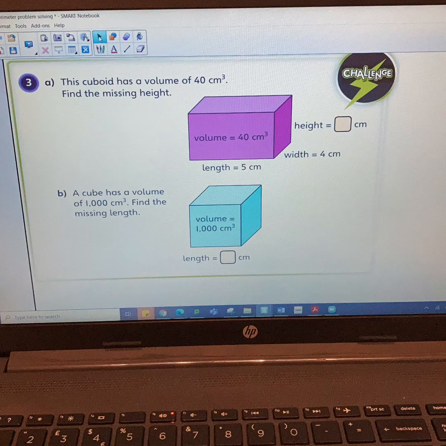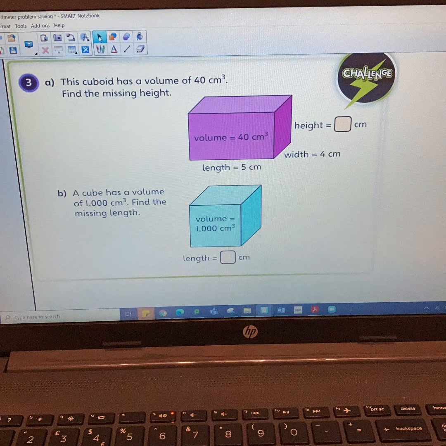Now, I think that this is fairly easy. I am hoping you are flying through it as you have been doing the previous few lessons. So today I'm going to give you the challenge from the Think Together. So here we go. This cuboid has a volume of 40 centimetres cubed. Can you find the missing height? Right, what's different about this question? Well, with this question, it's given us the volume, but it hasn't given us all the measurements. So this time we know what the volume is, we know what the length is, and we know what the width is.